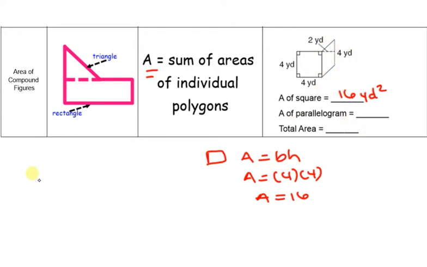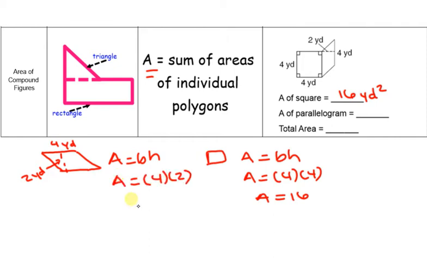Then we have the parallelogram here. So we have this, okay? And so it looks like it has a base of 4 yards, and it has a height of 2 yards. That's the height. And so the area for a parallelogram is actually base times height as well. So area equals 4 times 2. So area equals 8. And so the area of the parallelogram is 8 yards squared. Now to find the total area, you just add 16 and 8, and you should get 24 yards squared. And that is your answer.